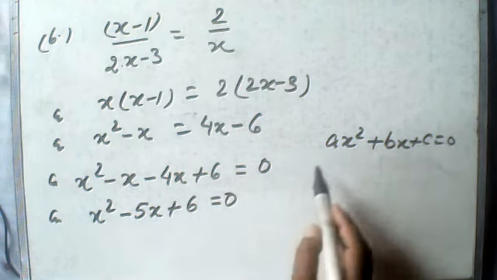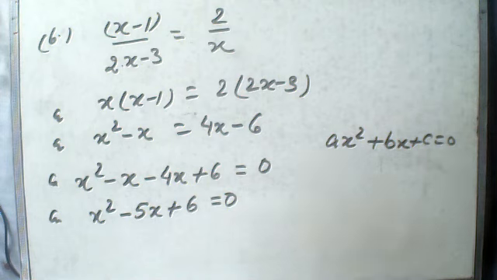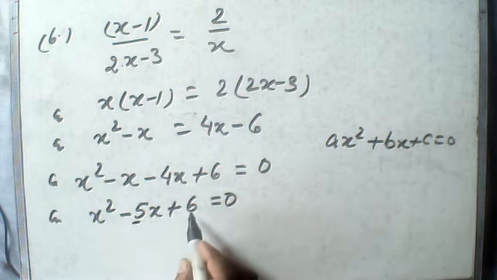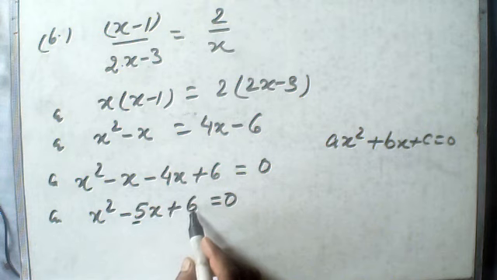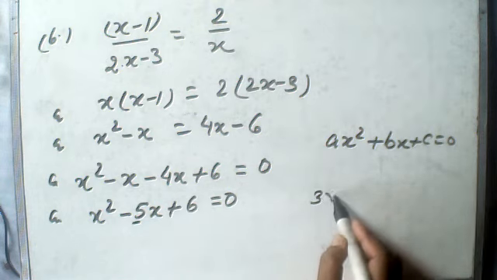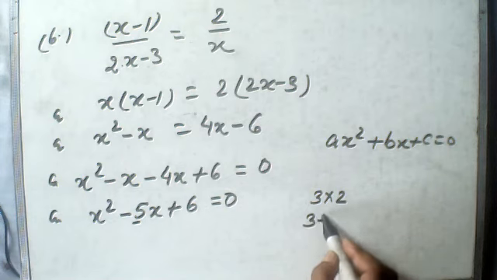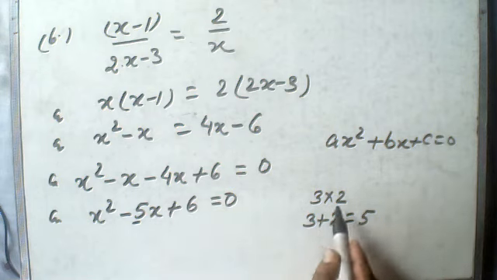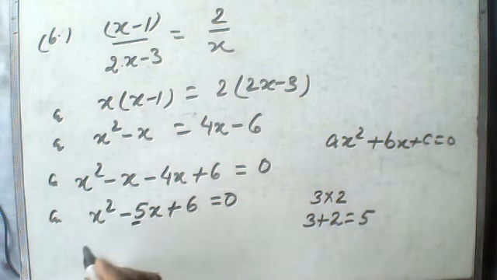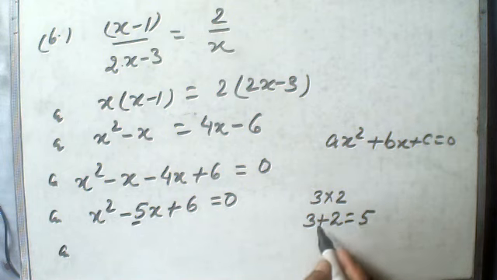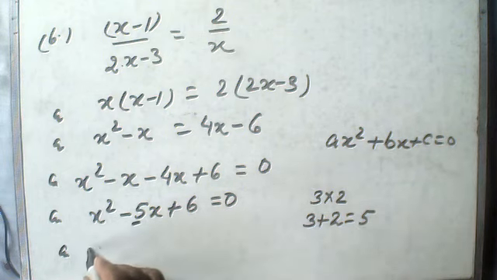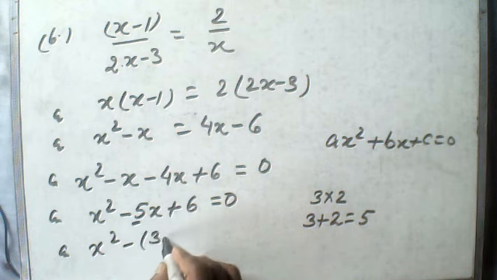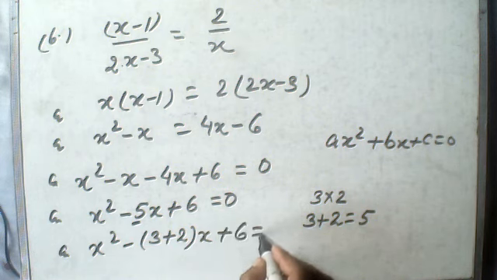So this is again in the form of ax squared plus bx plus c. Now factorize by splitting the middle term. We need to get the two factors of 6, that is 3 into 2, such that the sum is 5. The two factors of 6 are 3 and 2, and the sum is 3 plus 2, that is 5. So minus 5x is written as minus 3x minus 2x, plus 6 is equal to 0.